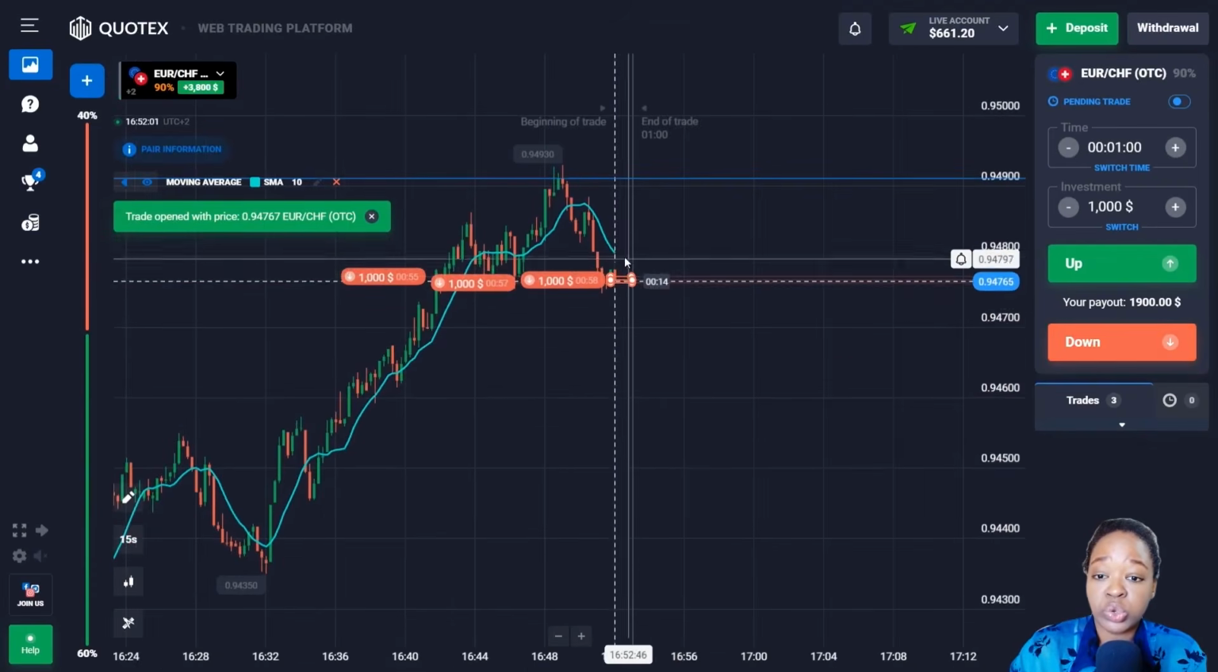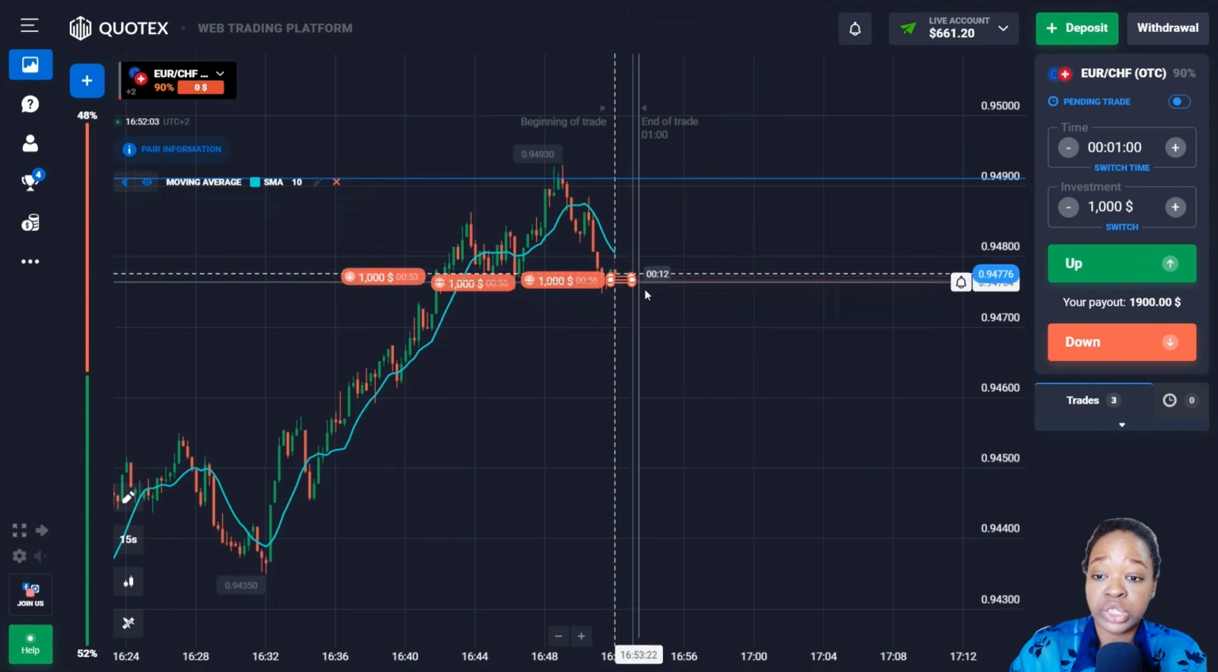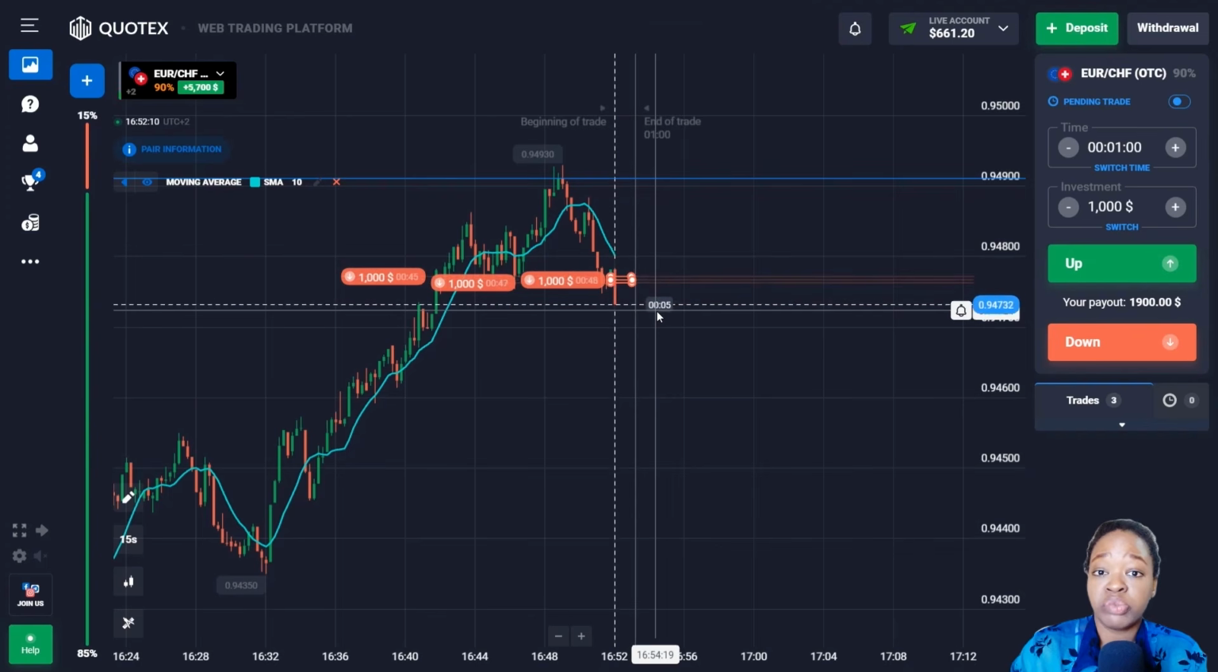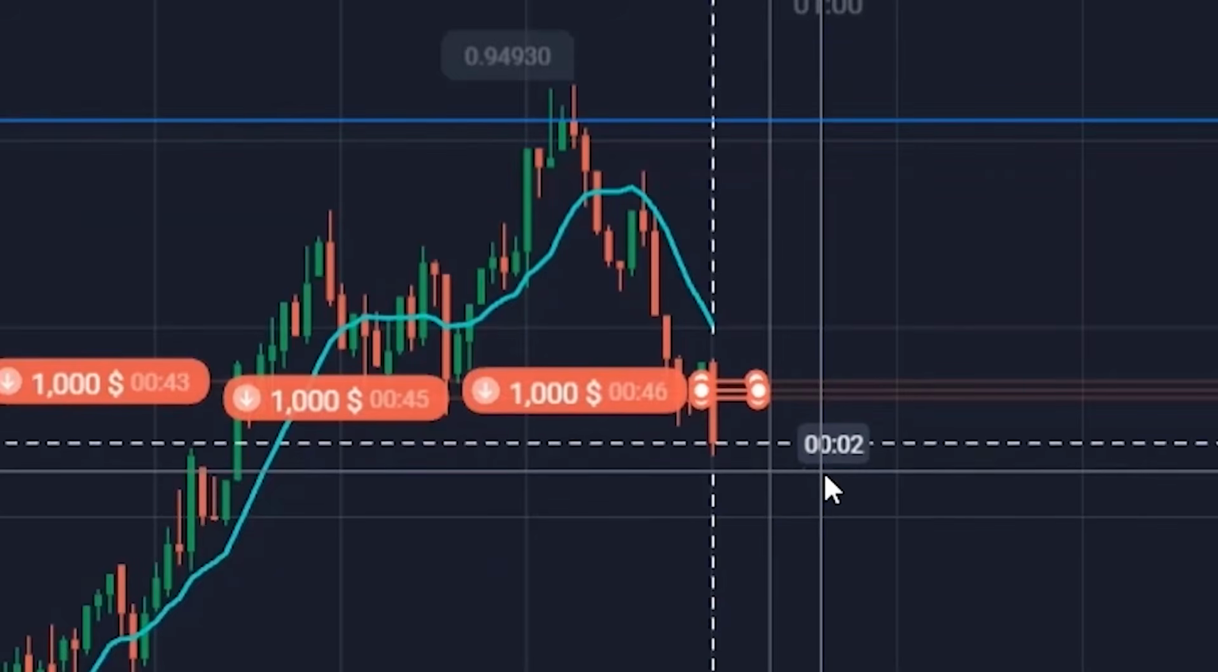Surely the price will continue to move down since this level is quite strong, and I'm hoping with this downward movement I'll earn very good profit. Therefore I'm using 1 minute. I'm hoping 1 minute will be enough time for this. Let me wait for the end of the trade.